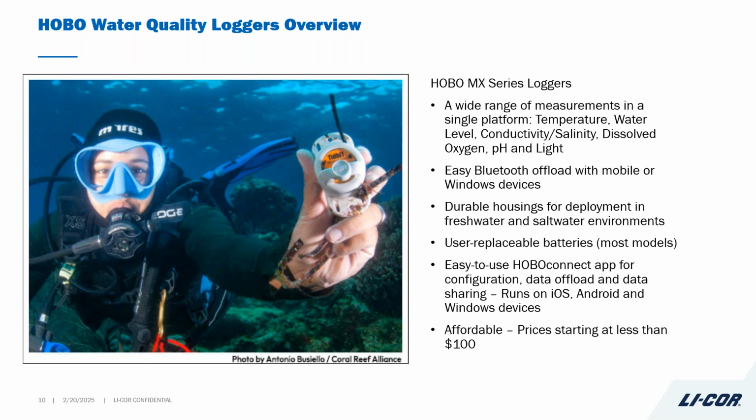The software, the app that runs on the mobile devices or Windows, is called HOBO Connect, and that's used for configuring the logger for things like setting the logging rate. It's used for data offload and data sharing, and it runs on iOS, Android, and Windows platforms. Another thing that we're known for is our affordable prices, and I'll show you a little bit more of that on the next slide.